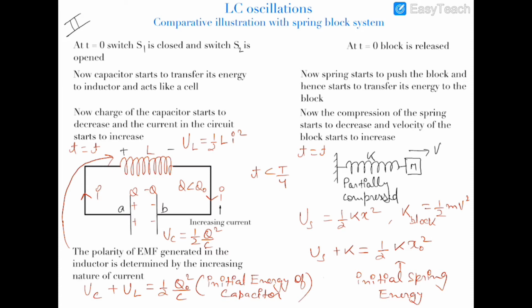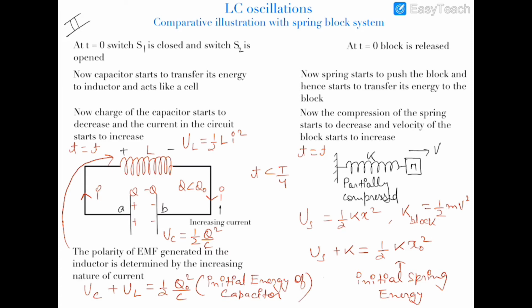Now similarly, in a spring block system, we are compressing the spring and we are releasing it. Now the spring, like the capacitor, is starting to transfer its energy to this mass, and this block will start to move. So at some instant of time, this spring would be compressed by a lesser amount as compared to the initial one, and hence this energy released by the spring is being transferred to this mass in form of kinetic energy.